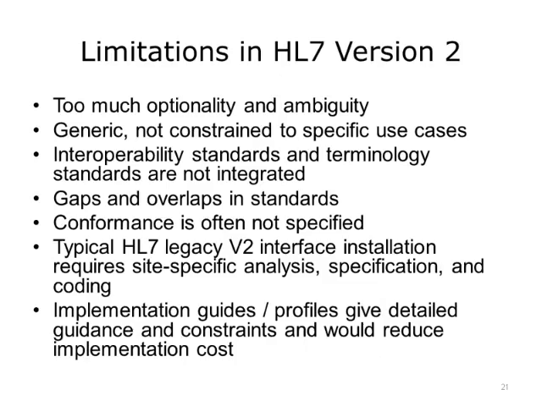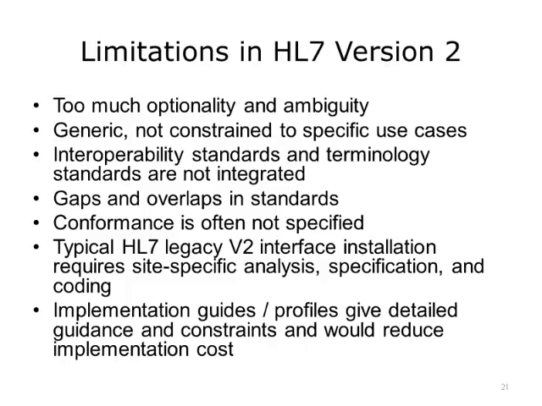HL7 version 2 has limitations. There are too many options and ambiguity in the specifications. It is too generic, intended to work with a wide variety of use cases, instead of being fully constrained to work for specific use cases. It's not well integrated with terminology standards. There are gaps in functionality as well as overlaps with the functionality of other standards. Conformance is often not well specified. As a result, making two systems interoperable, when both use HL7 version 2, requires site-specific analysis, specification, and coding.